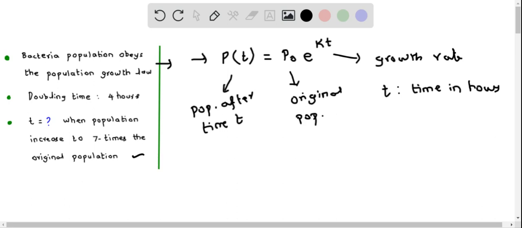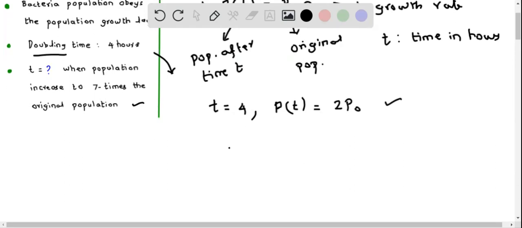We are also given that the doubling time of the bacteria is 4 hours. So let's utilize this information. We can convert this mathematically. That is, when t equals 4 hours, the population gets doubled. So we can say that P of t equals 2 times P naught. This is the mathematical equivalent of this statement. Now, using this, we can plug it into the population model to determine the value of k.